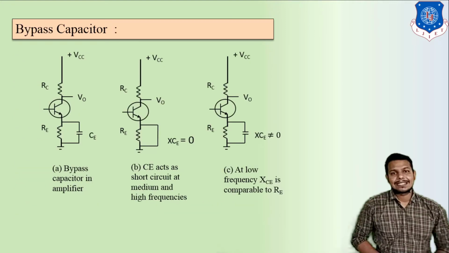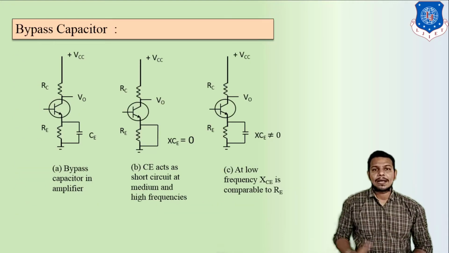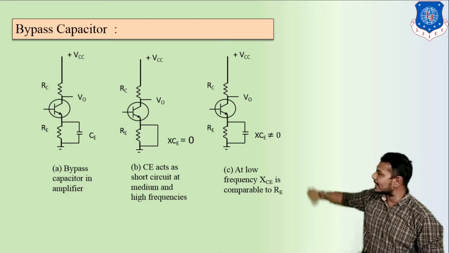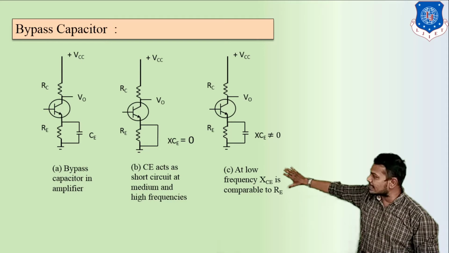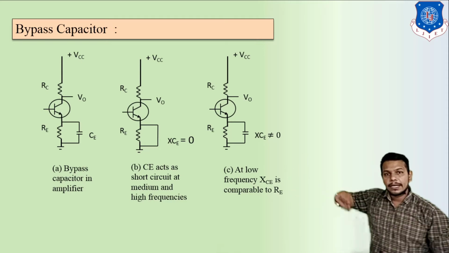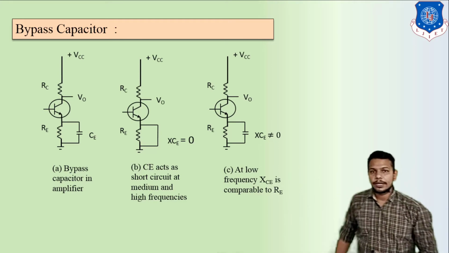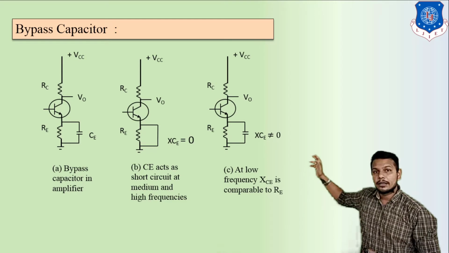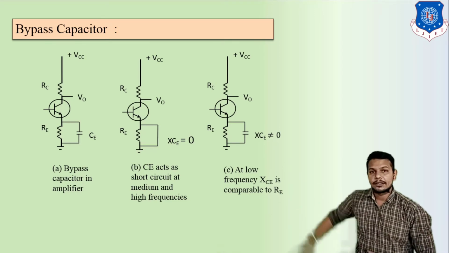Now let us discuss the bypass capacitor in depth. What is a bypass capacitor? Here in this figure we can see one capacitor is placed parallel to the resistor. That means it is bypassed. Current doesn't flow through this resistor and flows through the capacitor.